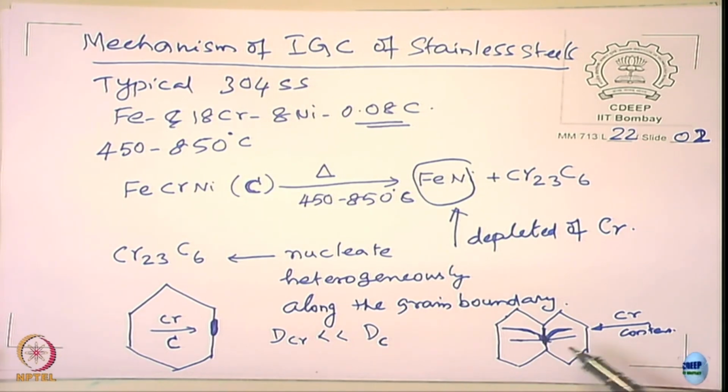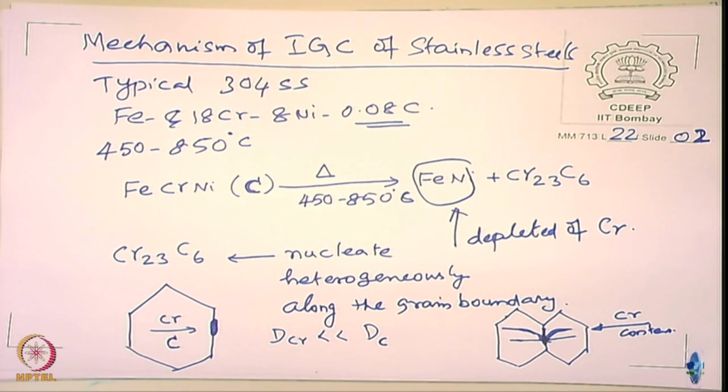And the chromium content can go below the required level for a stainless steel. What is the required level for a stainless steel? We talked about yesterday, it's about 11%, something like that, 10.8 something. So if the chromium content goes below the required level for making it a stainless steel, then what happens to passivity? Passivity is lost. So that's the real problem.